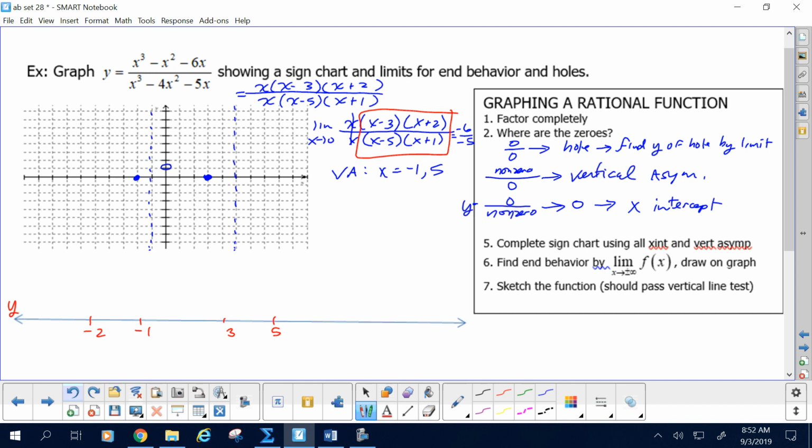At negative 3, what's the sign of x minus 3 at negative 3? Negative. What's the sign of x plus 2 at negative 3? Negative. What's the sign of x minus 5 at negative 3? Negative, and x plus 1 is negative. Overall, you have 4 negatives multiplied and divided. That answer should be positive.